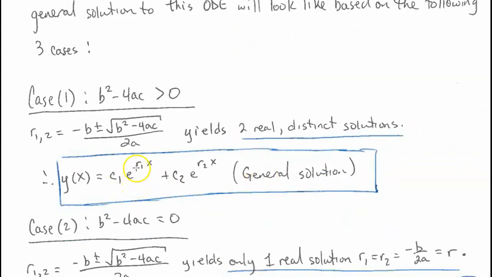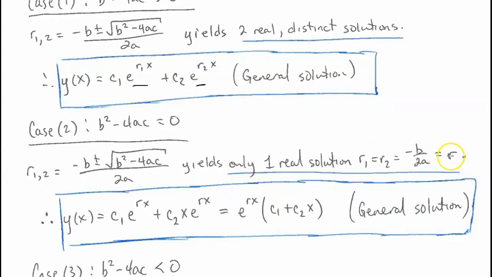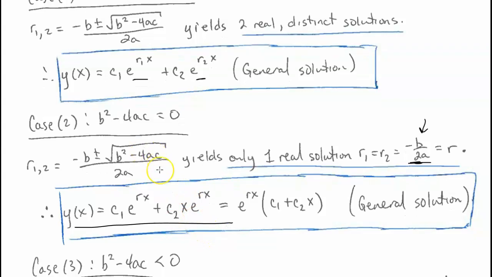Case 1, where we had two real distinct solutions, would just end up being a linear combination of the two different exponential functions. In case 2, since we only had one actual distinct solution, we knew that this particular root had multiplicity 2, and that forced us to do reduction of order to find the other solution. The other fundamental solution was x times e raised to the rx after doing reduction of order. So this is what our general solution looks like in a case 2 situation.